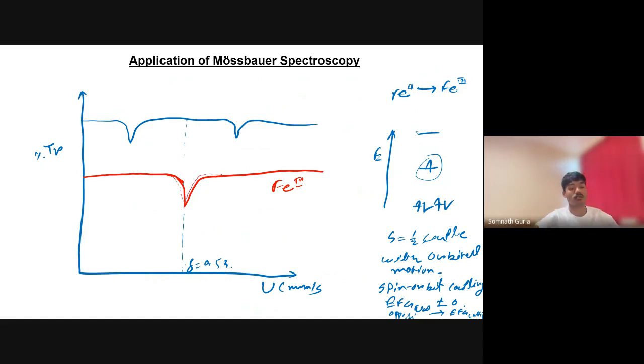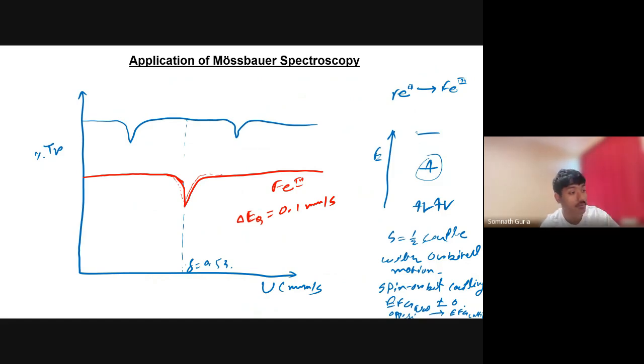Okay, the delta EQ value is around 0.1 millimeter per second. It looks like the lines are overlapping each other, so we don't have the splitting of the spectra.